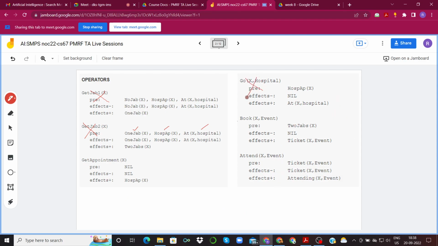Similarly, go is also not true, book is also not true, attend is also not true. The only possible correct option here is get appointment.